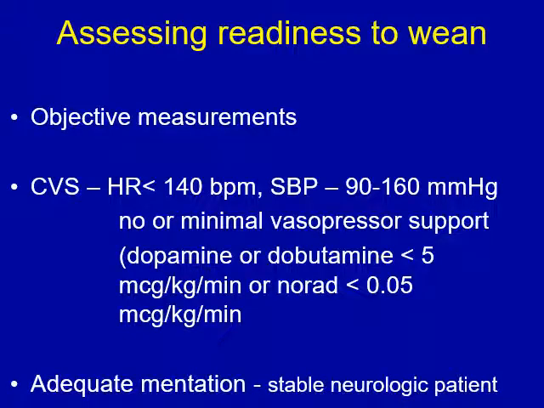And also adequate ventilation. You need a stable neurological patient. Not necessarily, the patient's GCS should be more than 8. Take, for example, a patient who is having a severe head injury and his GCS is less than 8. You can still wean the patient, provided the patient's GCS is not deteriorating over a period of time. So whenever the GCS is stable, you can wean the patient.